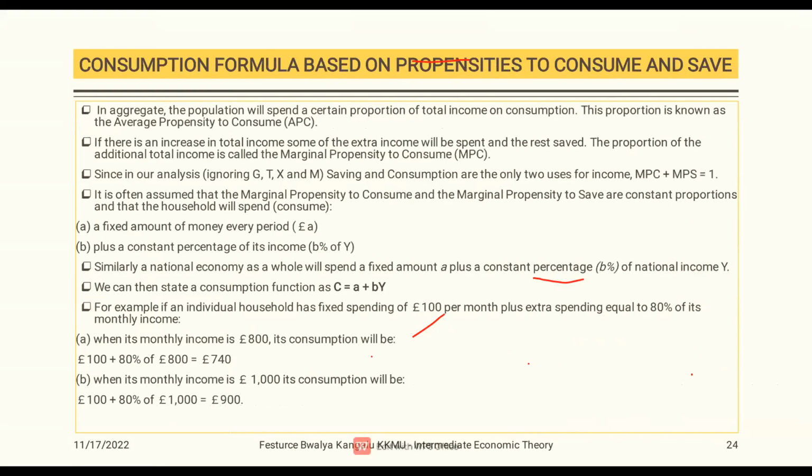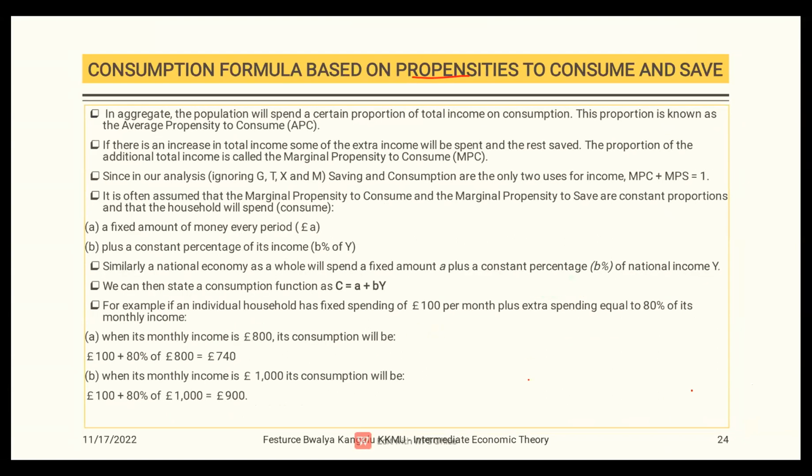So we bring in the concept of consumption. We talk about consumption a bit. The consumption formula is based on the marginal propensity to consume and the marginal propensity to save. What we mean is that how much you consume is dependent on your marginal propensity to consume and your marginal propensity to save.